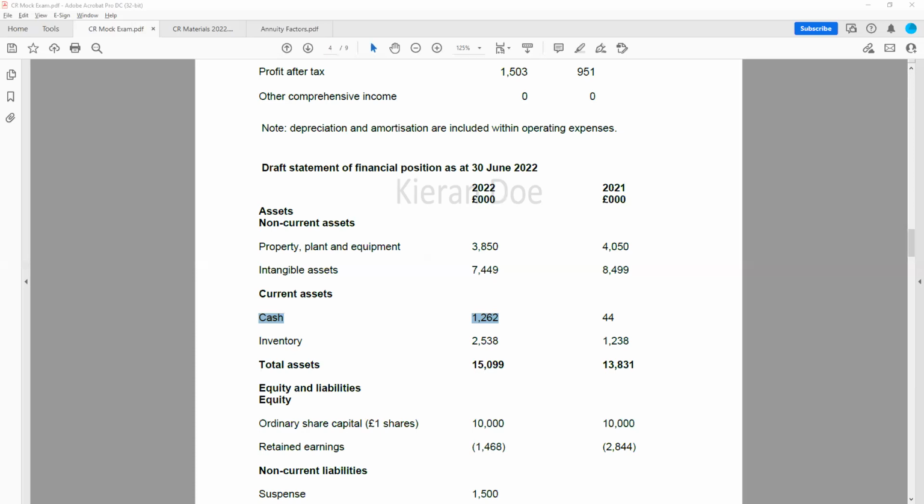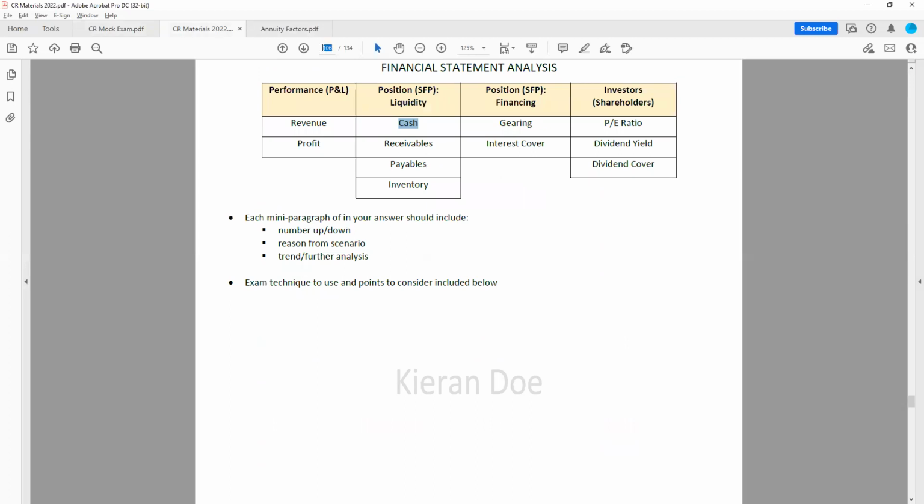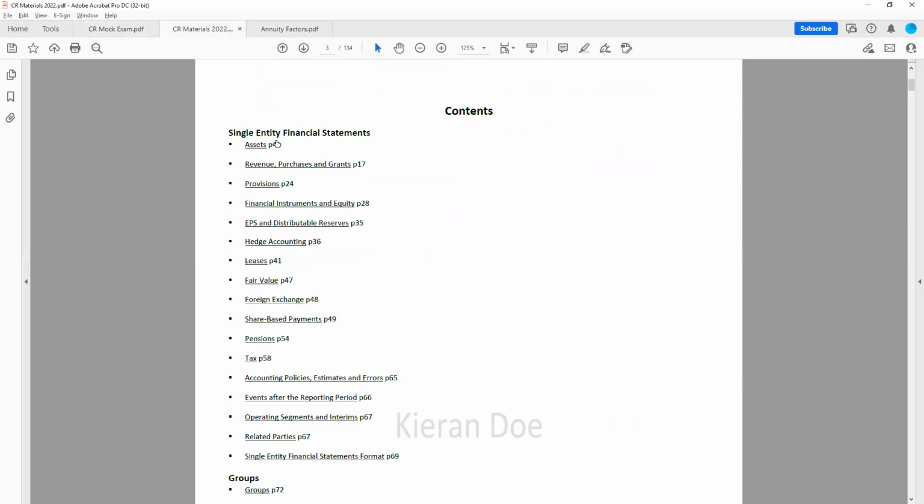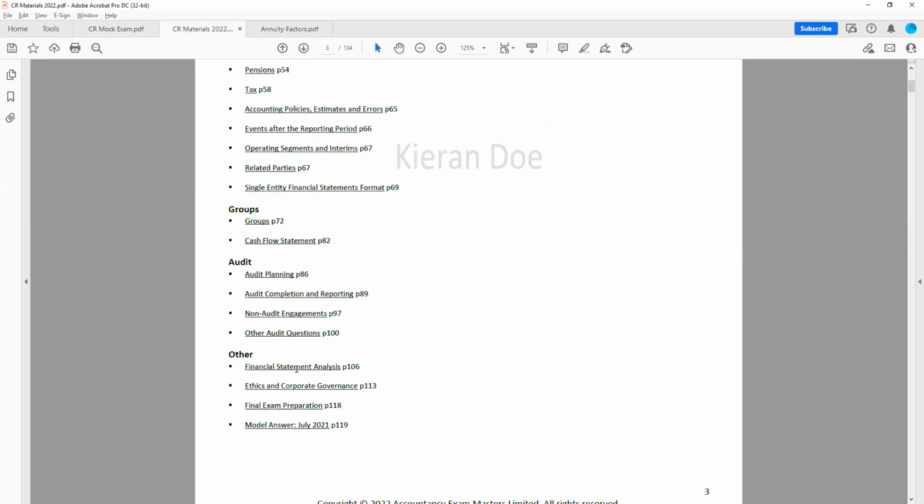So are these CR materials ordered based on the course structure? Yes, because they've got all of the key technical content by topic, financial reporting treatment, and also audit risks and procedures, and it covers all of the other topics as well, the other audit questions, financial statement analysis, etc.